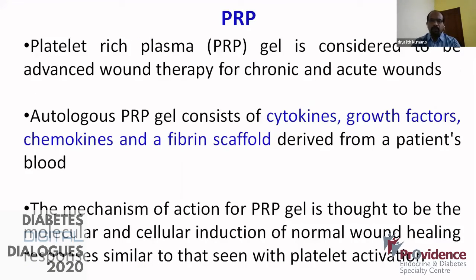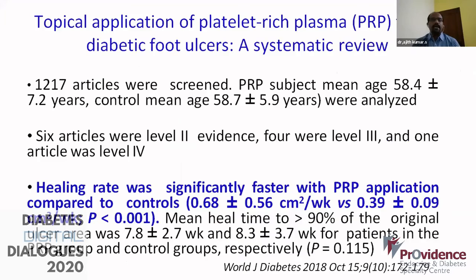PRP, I don't have too much experience, but the literature says PRP, and nowadays left and right PRP is used for a lot of other indications also. But it says that it consists of cytokines, growth factors, so it's also helpful in healing the wound because it modifies the molecular and cellular functions. And this study, published 2 years back, on the topical application of platelet-rich plasma for diabetic foot ulcers has shown that the healing rate was significantly faster when PRP is applied compared to the controls.